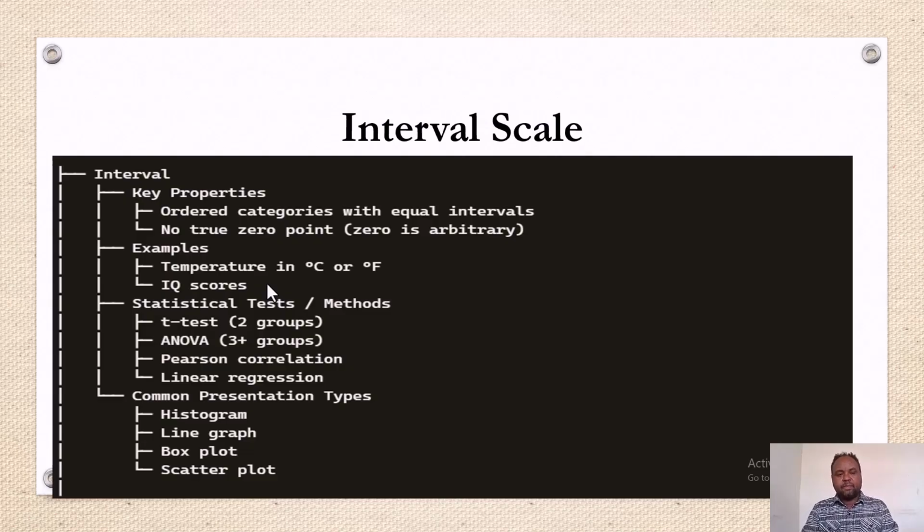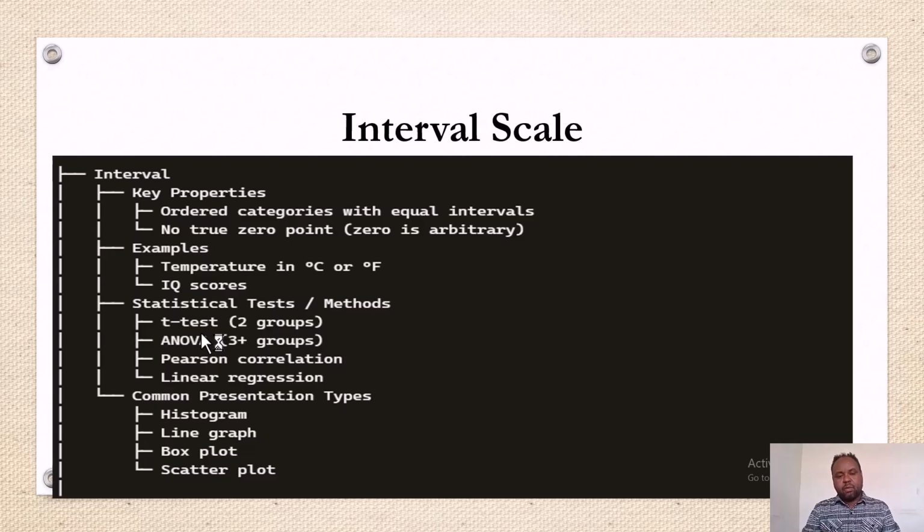What are the common or appropriate statistical tests or methods that we can perform with interval scale? We can perform t-test for comparison of means for two groups, ANOVA for more than two groups, Pearson correlation for computing the correlation coefficient of two quantitative variables, linear regression. Now, linear regression is applicable for interval scale and ratio scale, not applicable for ordinal scale, even for nominal scale.